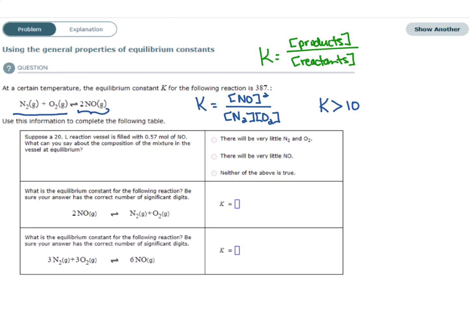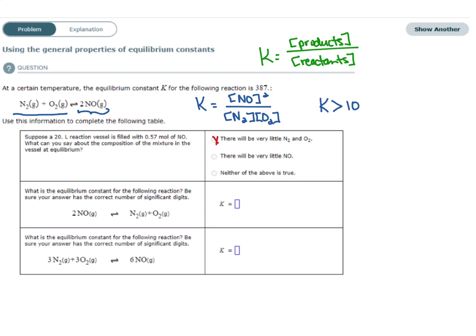So take a look at our first question. They're asking us about the composition of the mixture in this vessel with the equilibrium constant of 387. So we're going to make more NO and very little N2 and O2. So this option would be the best option for us here.